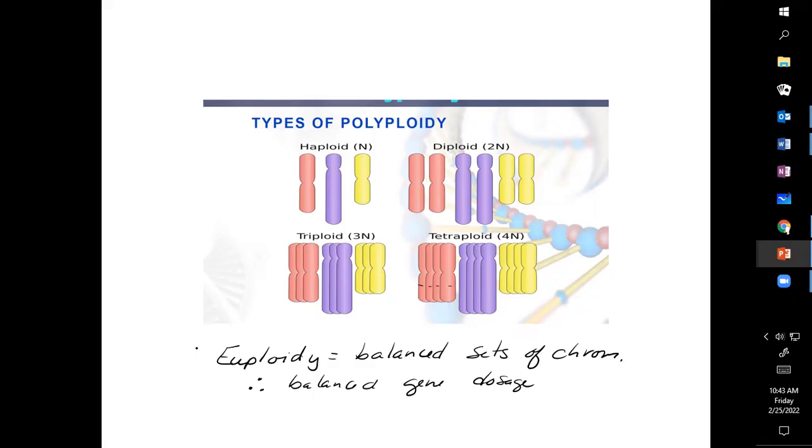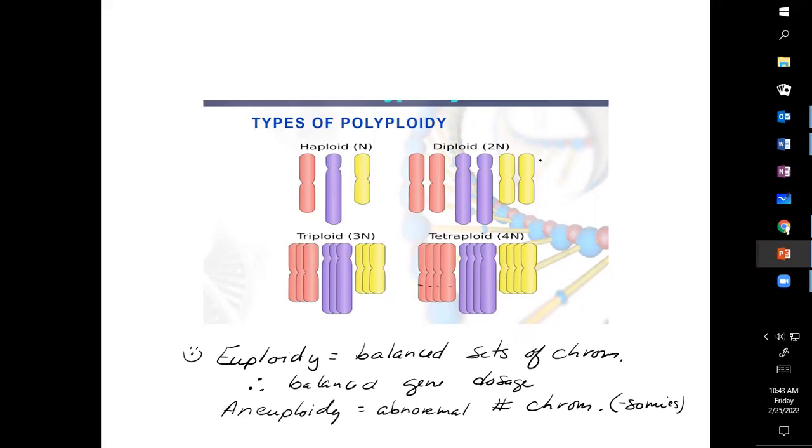What we're going to find out is this is good. Organisms like to have balanced gene dosage. And when it's not balanced, in an aneuploid situation, aneuploidy is an abnormal number of chromosomes. So this is when you lose or gain a chromosome. These are your somies that we talked about before.